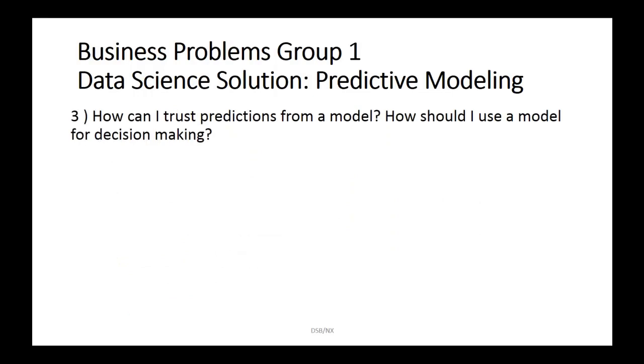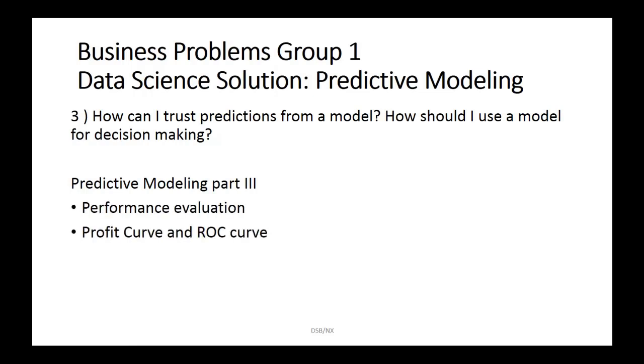The third aspect of predictive modeling that we'll address is how can I trust prediction from a model? How should I use a model for decision making? These are the questions that we are going to answer in the module Predictive Modeling Part 3. A number of key topics that we will be discussing in this module are performance evaluation, profit curve and ROC curve, and expected value based decisioning.